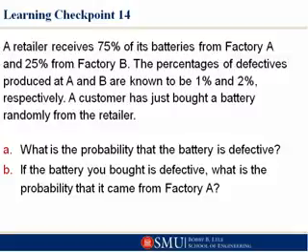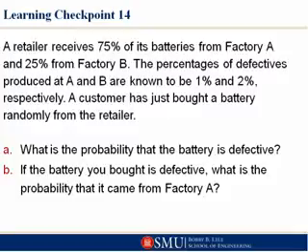Okay, learning checkpoint 14. A retailer receives 75% of its batteries from factory A and 25% from factory B. The percentage of defects produced at factory A and B are known to be 1% and 2% respectively. A customer has just bought a battery randomly from the retailer.